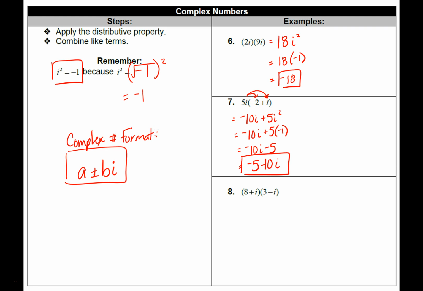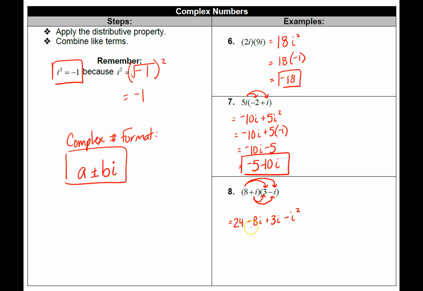Okay, so this last one has two binomials, 8 plus i and 3 minus i. So I'm going to be distributing on this one a lot. So here we go. 8 times 3 is 24. 8 times negative i is negative 8i. Then I'm going to distribute the second term. i times 3 is positive 3i. i times negative i is negative i squared.